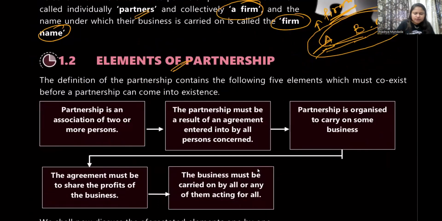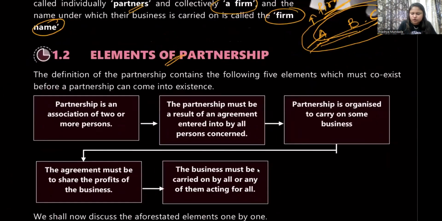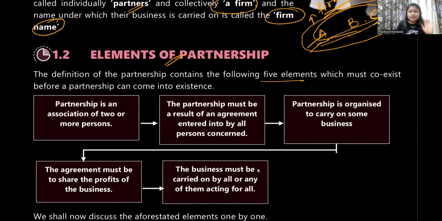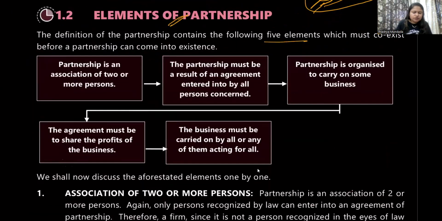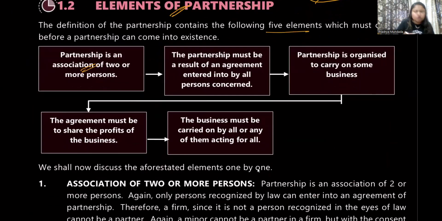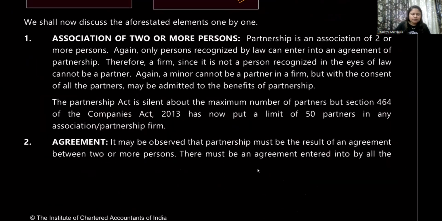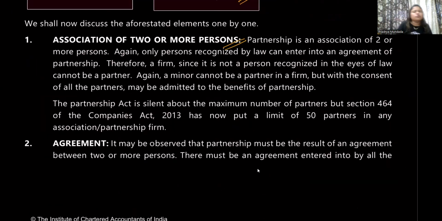If you look at it, the definition of partnership contains the following five elements which must coexist in a partnership. A partnership is an association of two or more persons. It must be the result of an agreement. They should carry on business. They should decide to share profits. And it must be carried on by all or any one of them acting for all. Okay, now let's take them one by one.